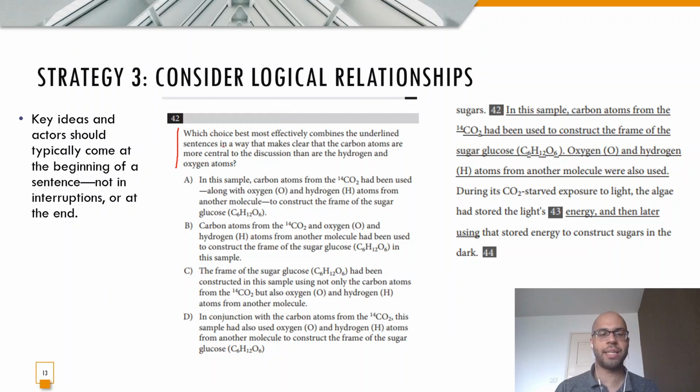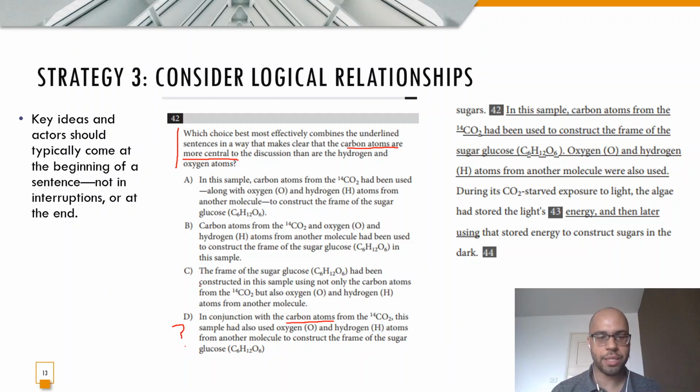So it says, what combines the sentences in a way that makes clear that carbon atoms are central and hydrogen and oxygen atoms are not? All right, I'm going to start by looking at option D. So, in conjunction with the carbon atoms from the CO2, this sample also had used oxygen and hydrogen atoms from another molecule. Now we've got to decide whether the carbon atoms are more central. Well, this does put carbon atoms first, so maybe that shows that they're more central, but it doesn't really, so I'll put a maybe there. Because if we want to show something central, we probably want to bring it to the beginning of the sentence rather than having it in the middle or the end.